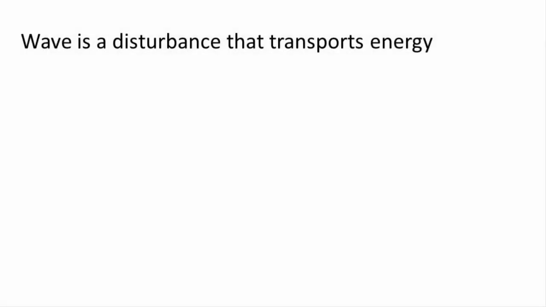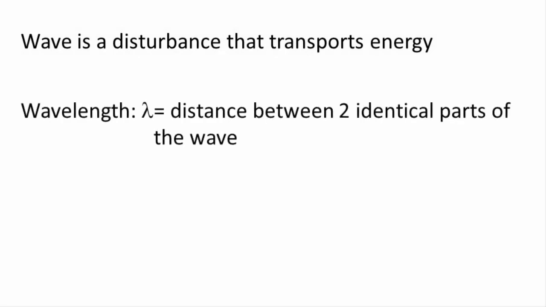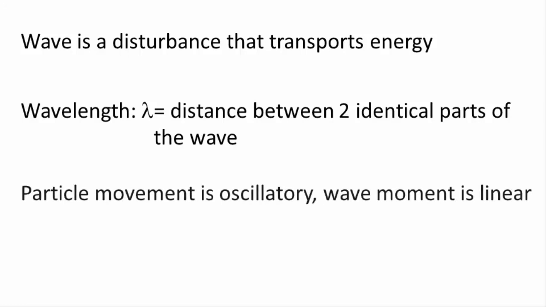In summary, a wave is a disturbance that moves energy from one point to another. A wave has a wavelength, which is the distance between adjacent identical parts of the wave. The particles in the medium move in oscillatory motion. The disturbance is what causes a wave, and the wave moves with a linear velocity. The velocity of the wave is given by the ratio of the wavelength to its period, or the product of its frequency and the wavelength.